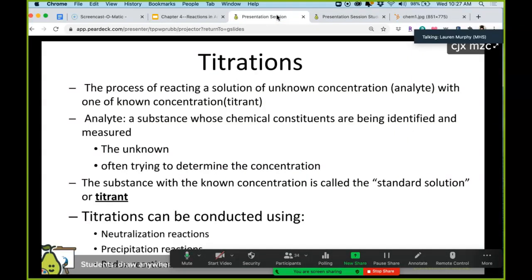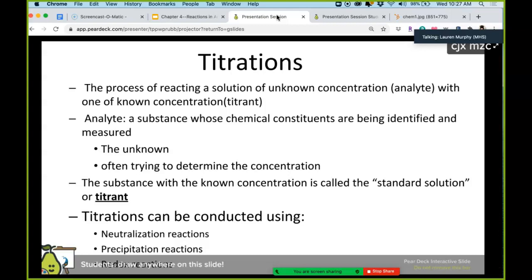Okay, so when we do titrations, titrations are a lab technique of finding an unknown concentration. So when I say titrations and neutralizations, you can do a neutralization reaction by performing a titration, meaning in one piece of equipment you have an acid, in another one you have a base, and you perform a titration. So the analyte is the substance you're trying to find out about. Usually you're trying to find its concentration. And then the titrant, the thing that you know, is called the standard solution, and you know its concentration. So in order to do this, you have to know the concentration of one of the substances in order to figure out the unknown concentration of the other substance.